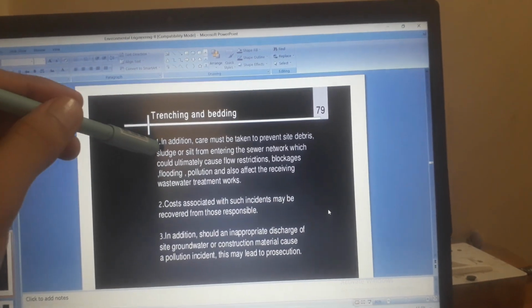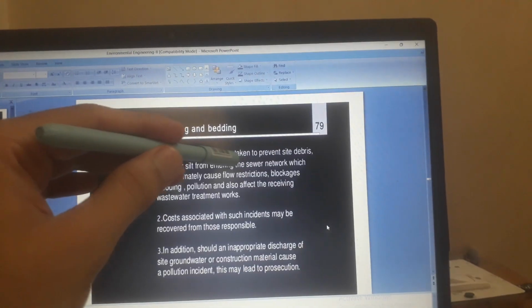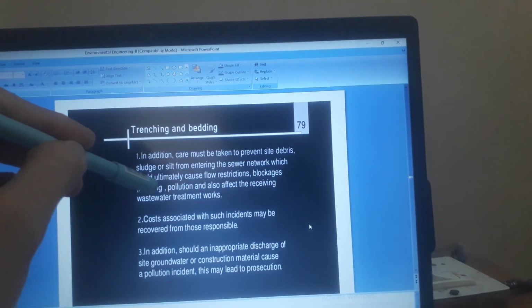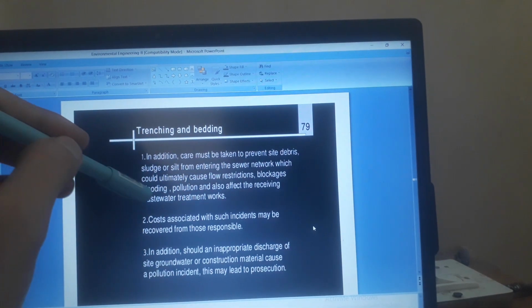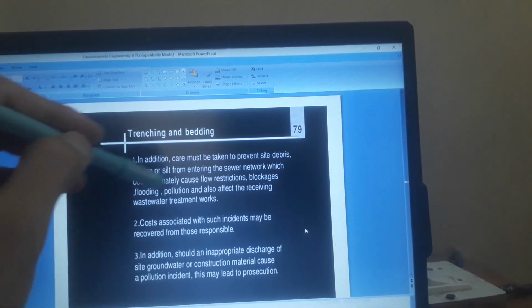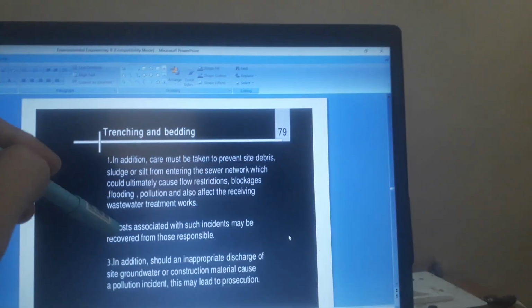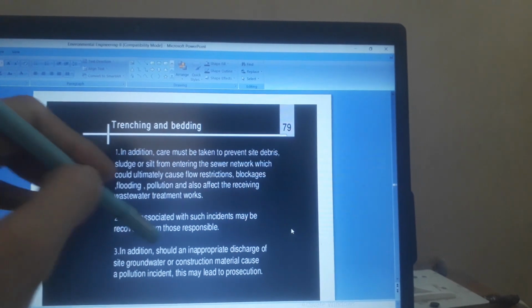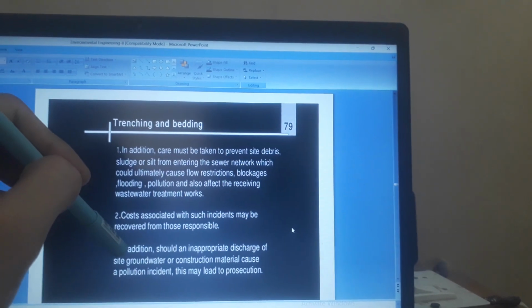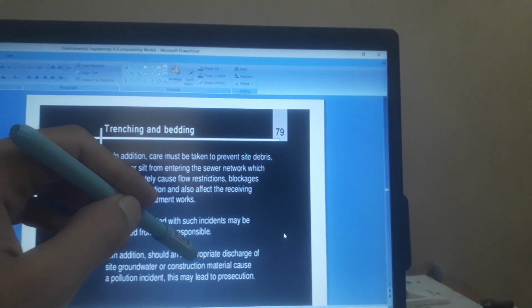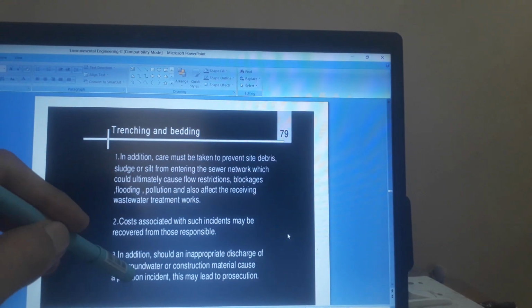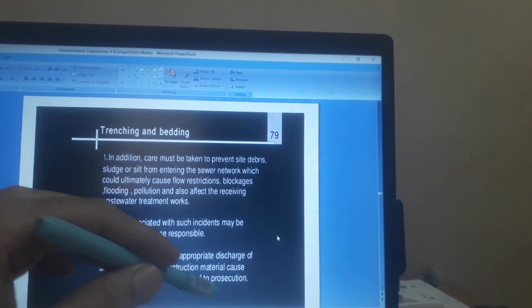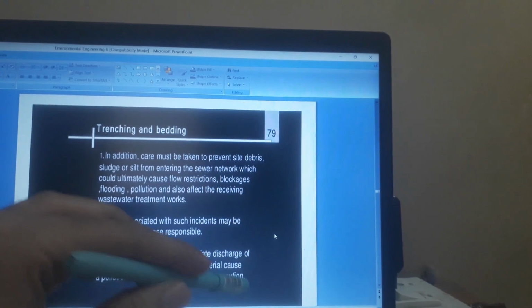Trenching and bedding. First, in addition, care must be taken to prevent site debris, sludge, or silt from entering the sewer network, which could ultimately cause flow restriction, blockages, flooding, pollution, and also affect the receiving wastewater treatment works. Costs associated with such incidents may be recovered from those responsible. Third, in addition, an inappropriate discharge of site groundwater or construction material can cause a pollution incident. This may lead to prosecution.